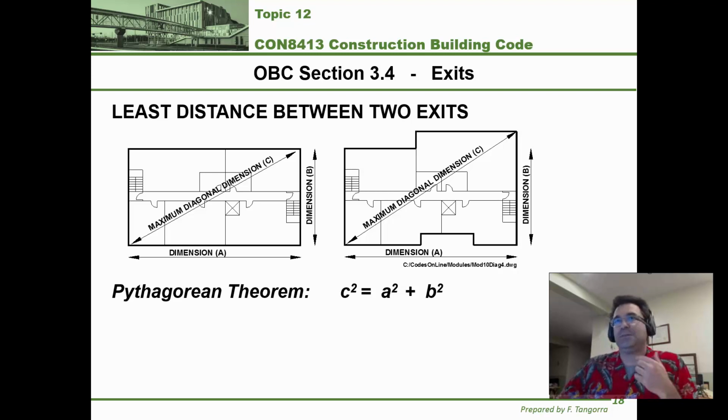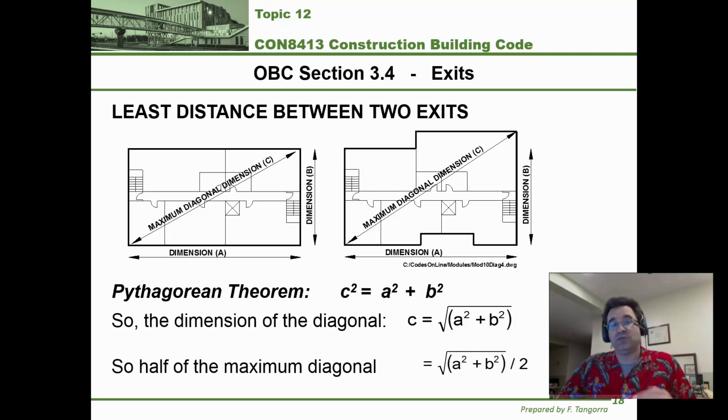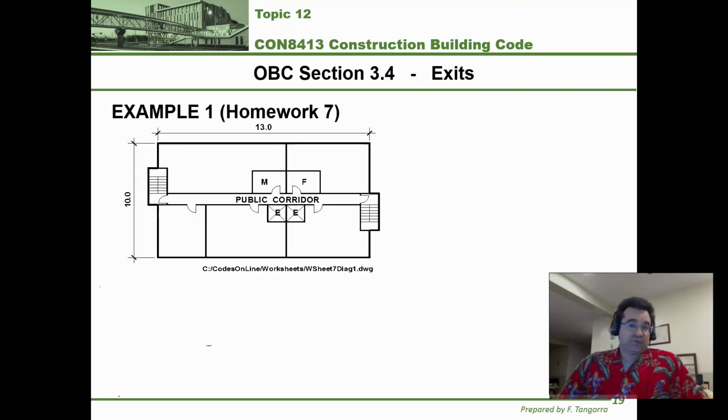You come to the most delicious theorem there is, the Pythagorean theorem. If you remember, it basically says that c squared is equal to a squared plus b squared. C squared is the diagonal squared, and a squared and b squared are the adjacent and the opposite, the two sides of that right angle triangle. If you want to find the length of that diagonal, you take the square root of c squared, or the square root of a squared plus b squared. Which means that if you want half the diagonal, you take that value and divide it by 2. That's simple. So let's practice from your homework.